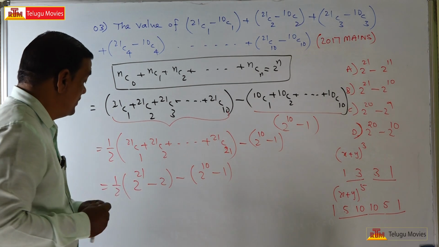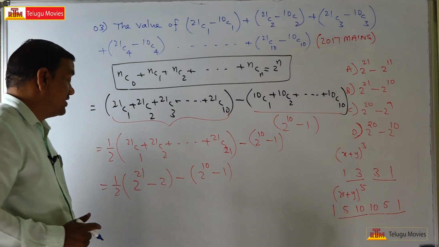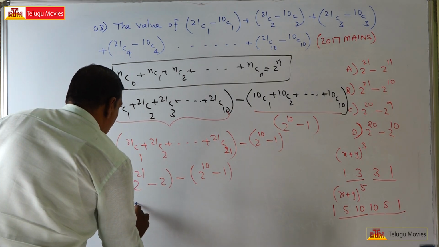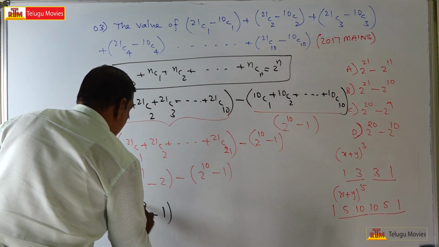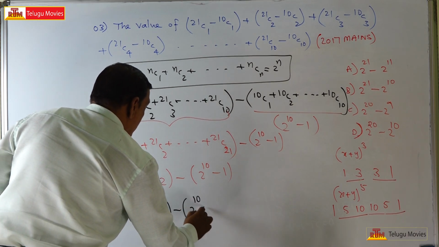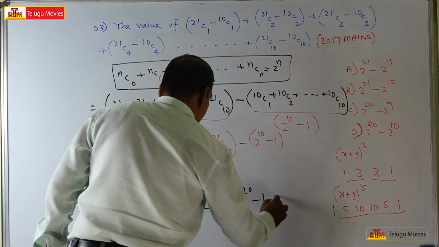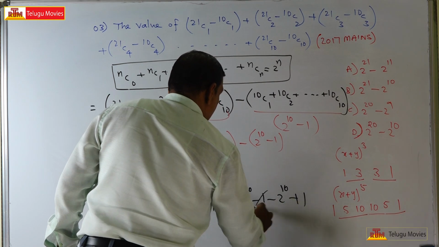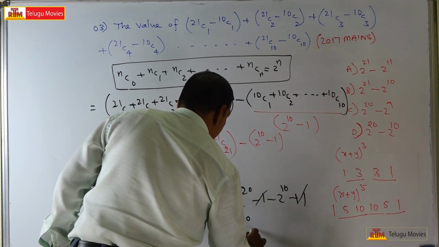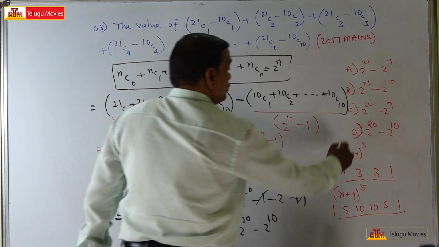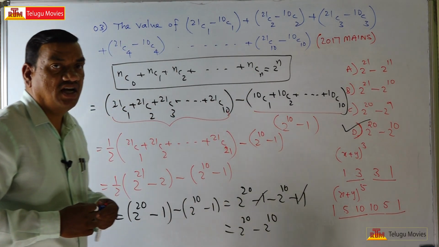Okay now. From this you multiply with 1 by 2 inside. So you will get 2 power 20 minus 1, minus 2 power 10 minus 1. Open the bracket: 2 power 20 minus 1 minus 2 power 10 plus 1. Minus 1 plus 1 cancel. 2 power 20 minus 2 power 10. So 2 power 20 minus 2 power 10 is the correct answer.